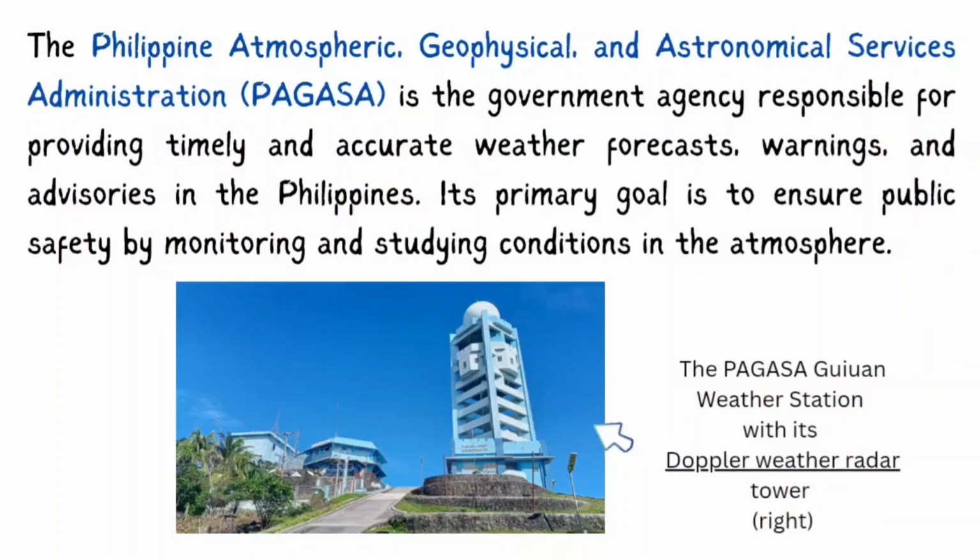The Philippine Atmospheric, Geophysical, and Astronomical Services Administration, or PAG-ASA, is the government agency responsible for providing timely and accurate weather forecasts, warnings, and advisories in the Philippines.